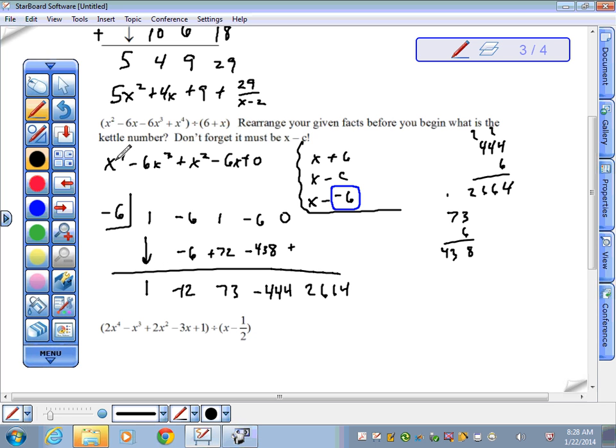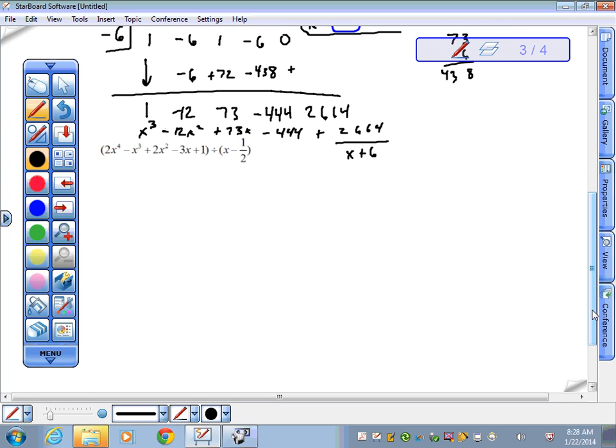X to the fourth. I started with an x to the fourth. This is going to go down by 1. So my final answer is, let's see if I can squeeze it in right here, x to the third minus 12x squared plus 73x minus 444 plus 2,664 all over x plus 6, because that's what I was dividing by.